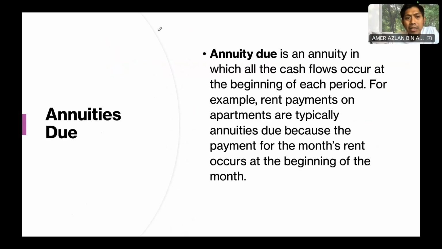Now, the last part of the chapter is annuity due. What is annuity due? So annuity due is an annuity in which all the cash flow occurs at the beginning of each period. For example, rent payment on apartments are typically annuity due because the payment for the month rent occurs at the beginning of the month. Okay, so annuity due is a series of equal payment whereby the payments occurred at the beginning of each period.